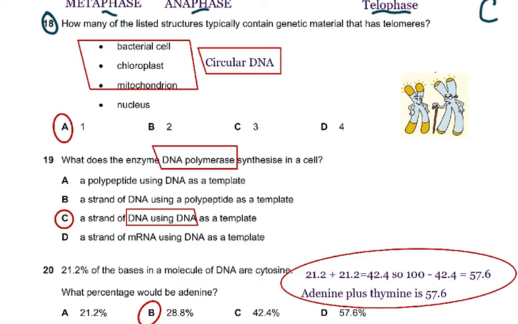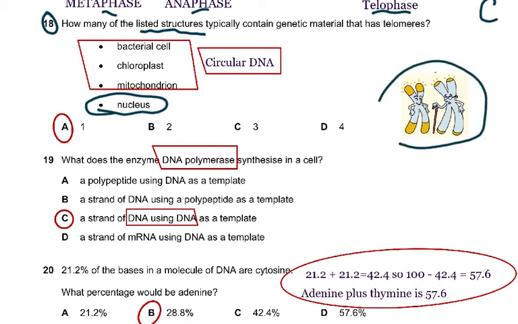I think there is a mistake in this. I just read that incorrectly. How many of the listed structures, there are four listed structures, how many of them contain genetic material that has telomeres? Only one, which is the nucleus, only it has chromosomes, which have telomeres. The rest do not. So if we say this is 1, this is 2, this is 3, this is 4, only the nucleus contains them. So it's about reading the question carefully. I also misread it initially.